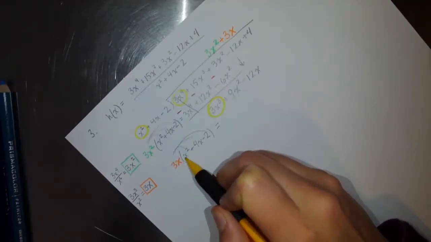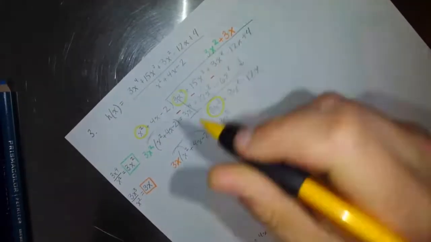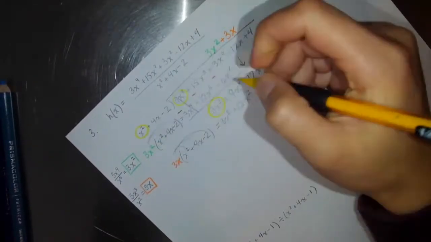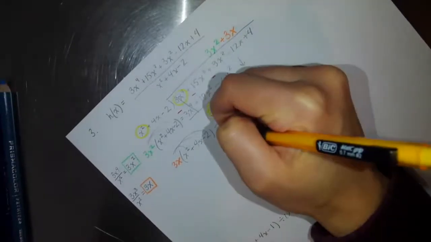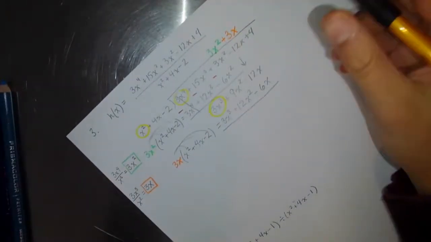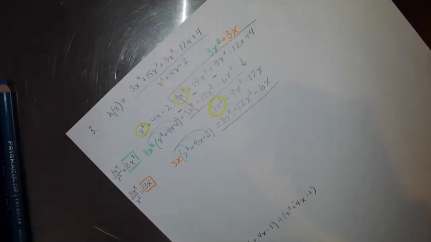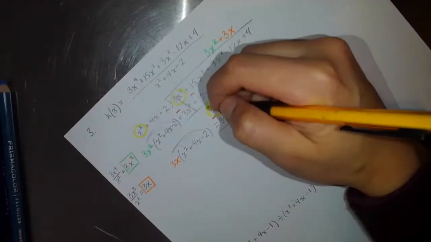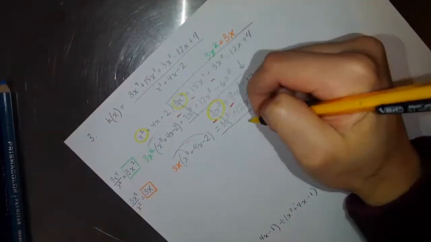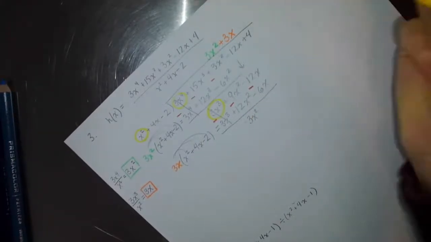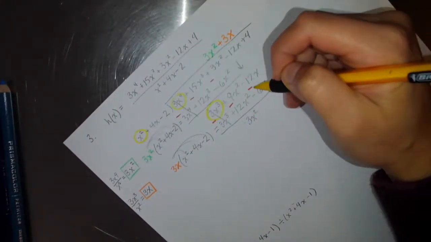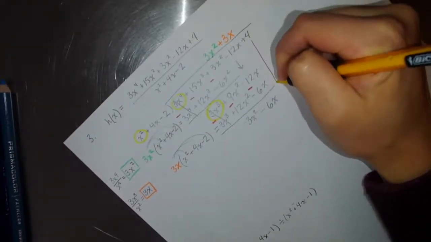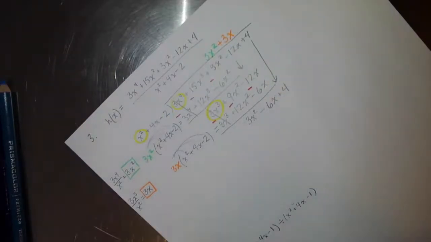So 3x times x squared will become 3x to the 3rd. 3 times 4 is 12x squared. And 3 times negative 2 is minus 6x. So it's similar to what we ended up with here too. So now we subtract. Subtract, subtract, subtract. First terms cancel. 9 minus 12 is negative 3x squared. And then negative 12 minus negative 6, it's like addition, so this will be minus 6x, and bring down the last term, plus 4.